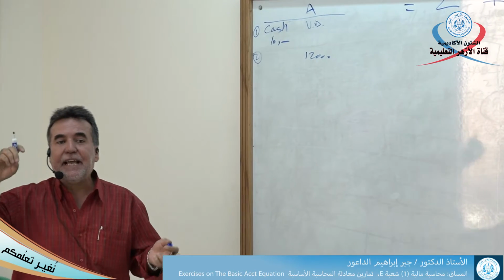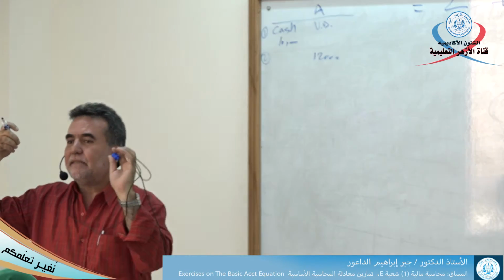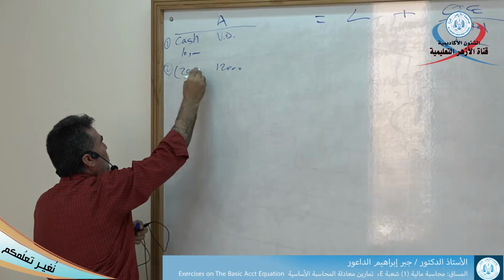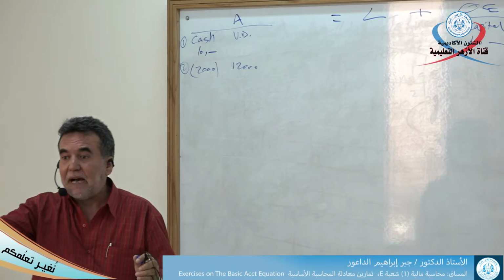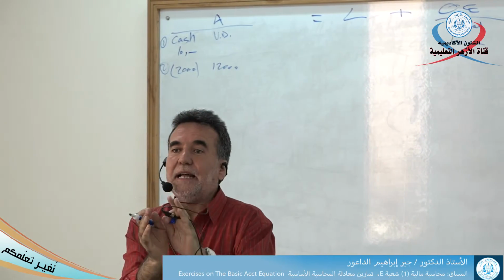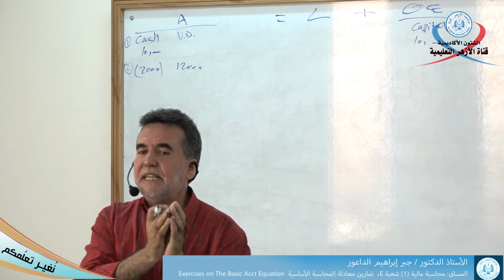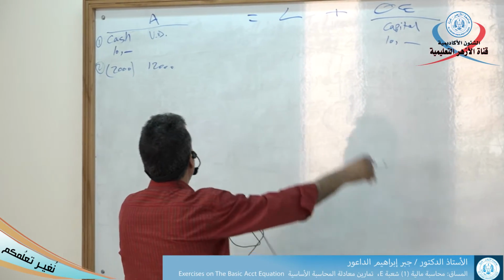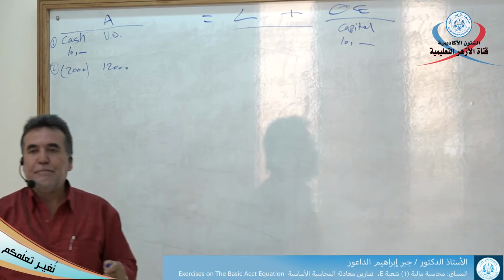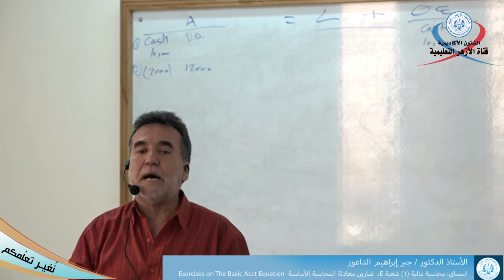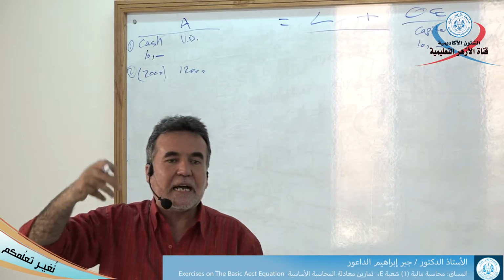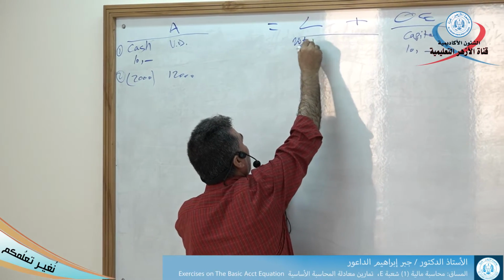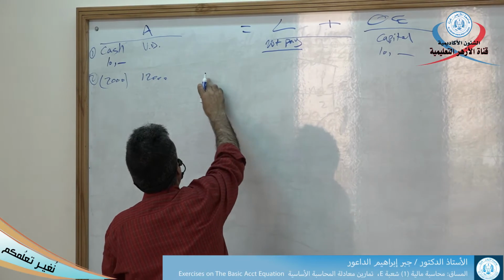The cash will be decreased by 2,000. Why? Because Mark paid 2,000, so the cash will be decreased 2,000. The remaining amount, which is 10,000, he signed a note payable, then liabilities. تحت مسمى 10,000 تحت مسمى note payable. وقلنا النوت بيابل يعني أوراق دفع، كمبيالة، أوراق دفع، note payable. Ten thousand.